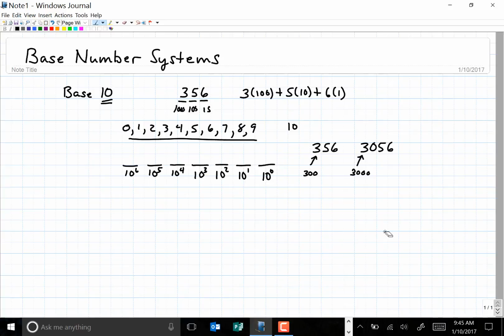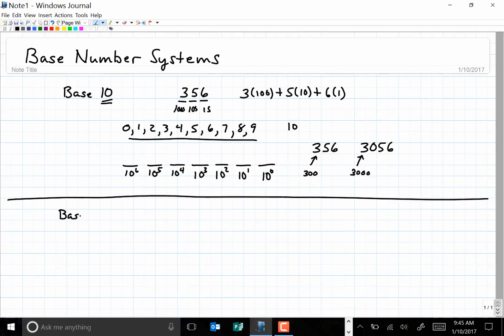So let's change the base to base 5. So if I have a number in base 5, first of all, I only need 5 digits, right? Because in a base 10 system, we use 10 digits. So in a base 5 system, we only have 5 digits. We have 0, 1, 2, 3, and 4. So all of our numbers will be written using these digits.